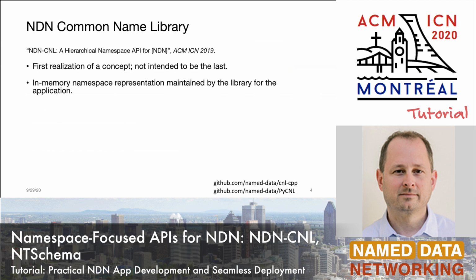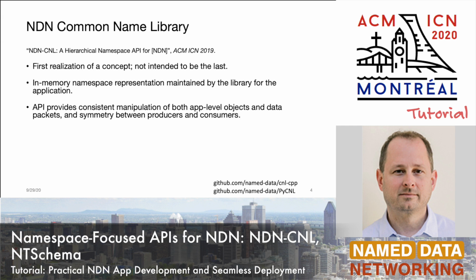It focuses on an in-memory namespace representation that's maintained by the library on behalf of the application. So this is really just an extension to the notion of a memory cache that many of the libraries provide, where there's some in-memory cache of objects. We happen to allow access to the typically hierarchical organization of that namespace in the API.